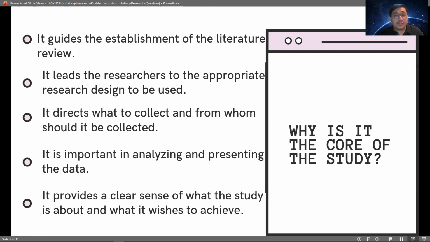And the last one, the research questions provide a clear sense of what the study is about and what it wishes to achieve. In critiquing papers, we always have this core question or basic question. We always ask the researchers, what is your study about? What does your study wish to achieve? So if you want to be prepared for those questions during the defense, you have to go back again to your research questions because your research questions will determine those.